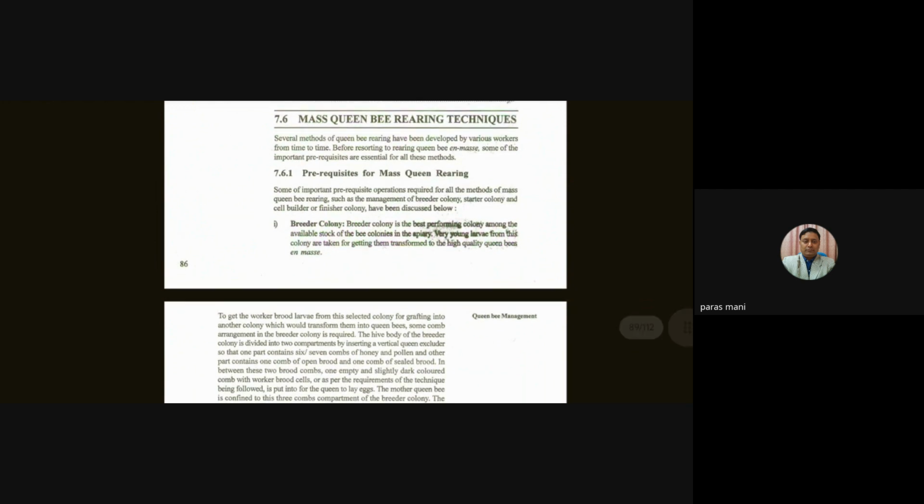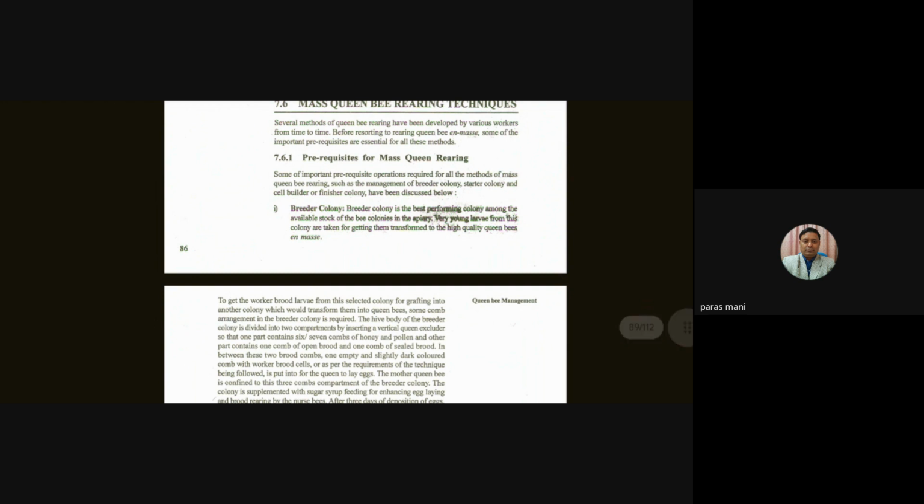There are different techniques to rear the queen bees. Now we know which qualities are most important for selection of a queen bee. From such colonies, we will select the queen bee cells or eggs to produce a queen bee. What are the requirements we should have? Prerequisites for mass queen rearing.